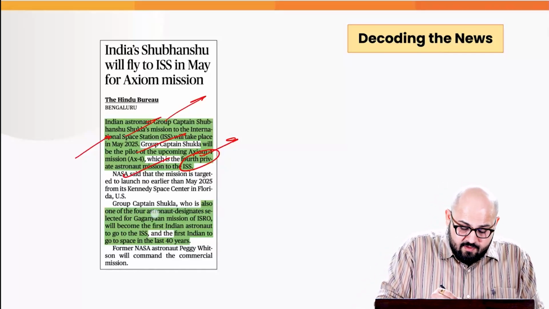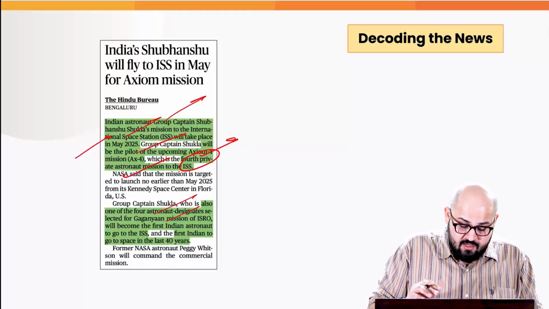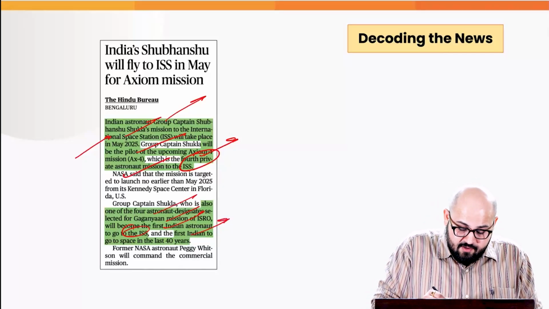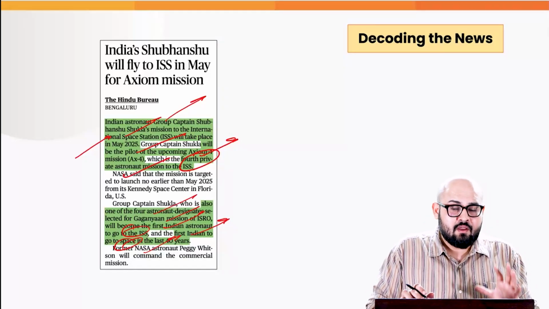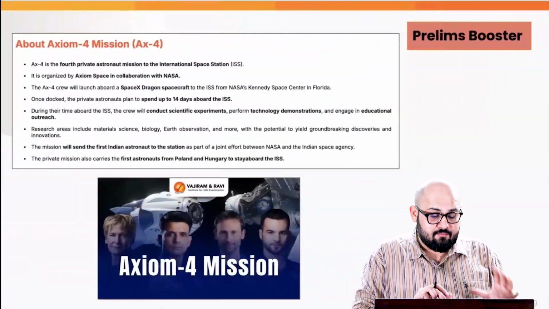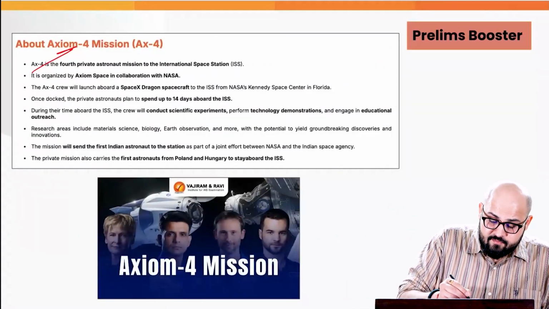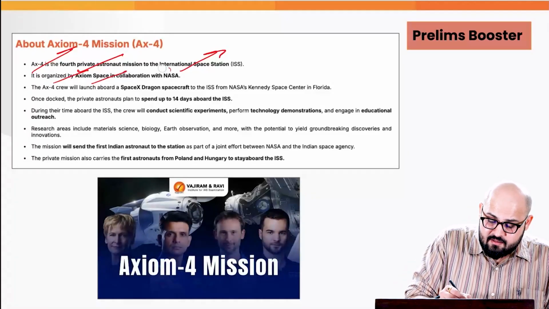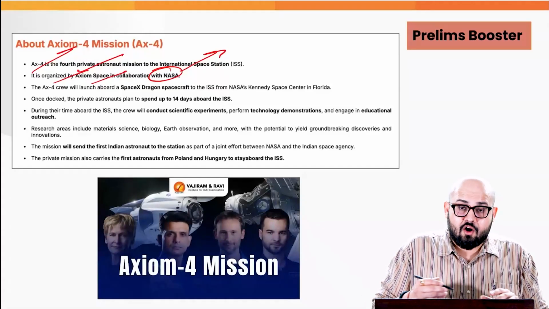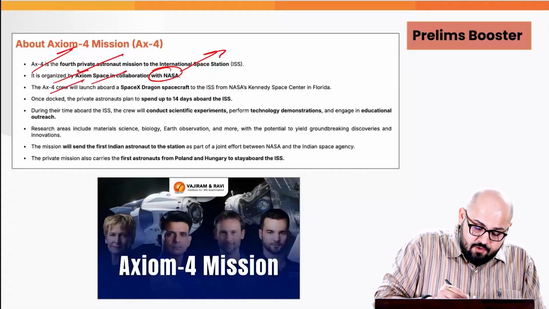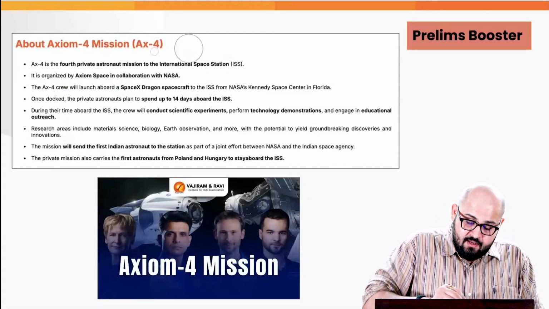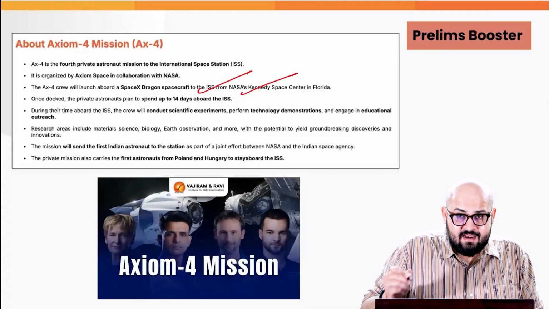Group Captain Shukla, who is also one of the 4 astronaut designates selected for the Gaganyaan mission of ISRO, Indian Space Research Organization, will be the first Indian astronaut to go to the International Space Station and the first Indian to go to space in the last 40 years. Very important feat, very big achievement for India. AX4, Axiom 4, is the 4th private astronaut mission to the ISS, organized by Axiom Space in collaboration with NASA, National Aeronautics and Space Administration. The AX4 crew will launch aboard the SpaceX Dragon spacecraft. Do remember, to the ISS from NASA's Kennedy Space Center.